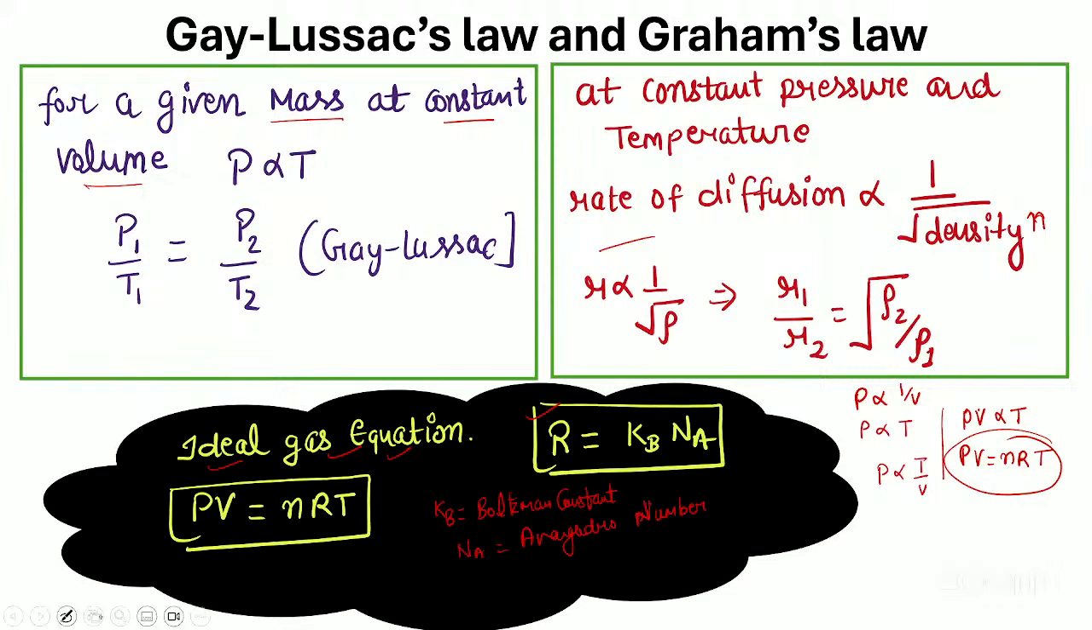Avogadro number. Avogadro number has a value of 6.023 × 10^23 molecules. And it is also the number of molecules in 1 mole of gas.